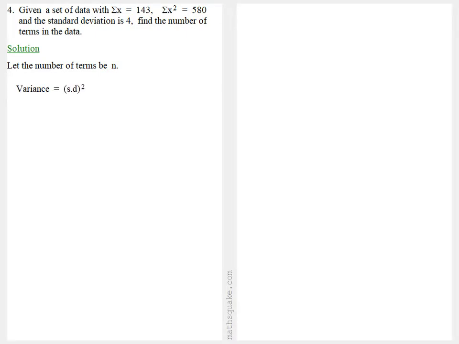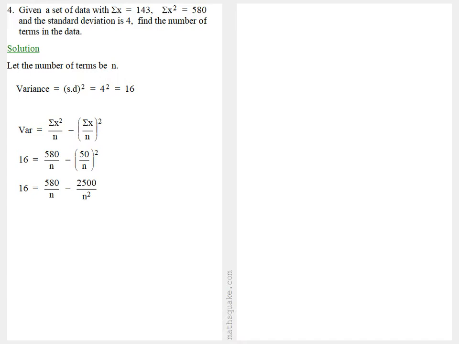Now we have the variance is equal to the standard deviation squared, which is 4 squared, or 16. And the variance is the sum of the x squared over n minus the sum of the x's over n all squared. So that's 16 is equal to 580 over n minus 50 over n all squared, or 16 is equal to 580 over n minus 2500 over n squared. Now if we multiply all the way through by n squared, we get a quadratic in n.